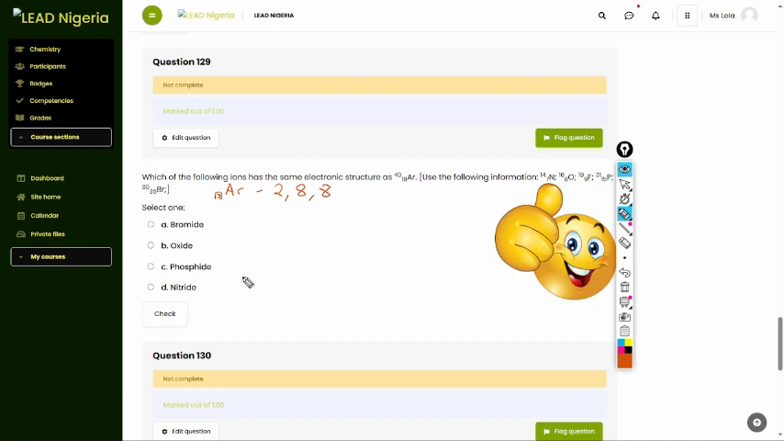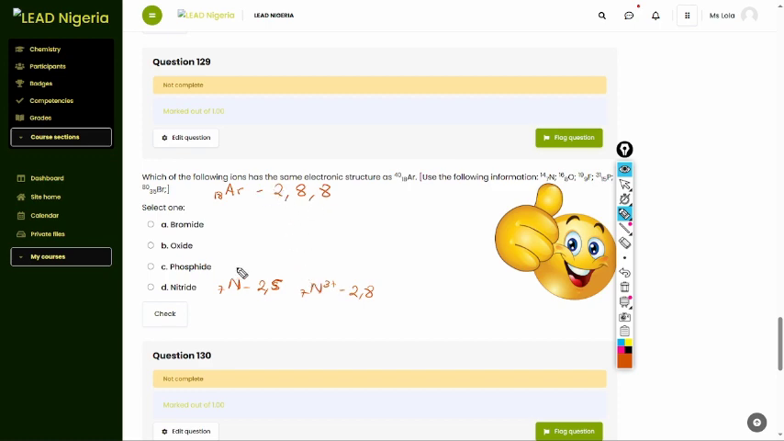So now the nitride ion. Nitrogen has atomic number of 7. So nitrogen would normally be 2,5. So 5 plus 2 is 7. Now it gains 3 electrons. So this could complete 8. Okay? So when it gains 3 electrons, it becomes 2,8, which is not the same as this.